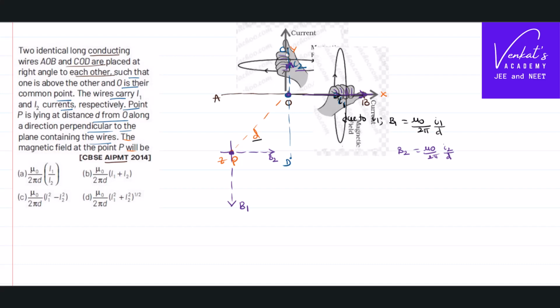Once you identify that these two are perpendicular to each other, we can write the resultant at the point as root of B1 squared plus B2 squared, because these are perpendicular to each other. So, the value is mu naught by 2 pi D, times root of I1 squared plus I2 squared. Option D is the answer for the problem. That is how we solve the problem.